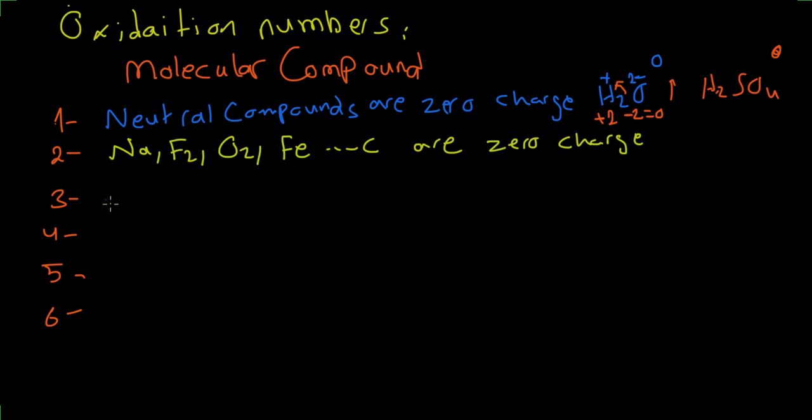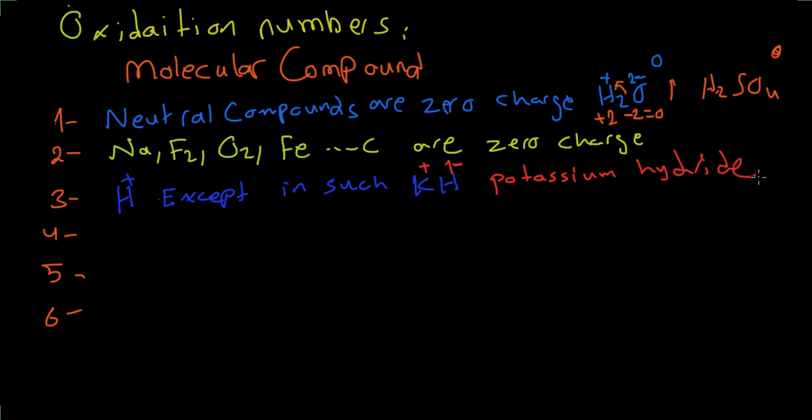Here we have some rules. Hydrogen is mostly plus 1, except in compounds where it reacts with a metal. In such a compound, hydrogen is minus 1. When potassium reacts with hydrogen, it becomes potassium hydride.